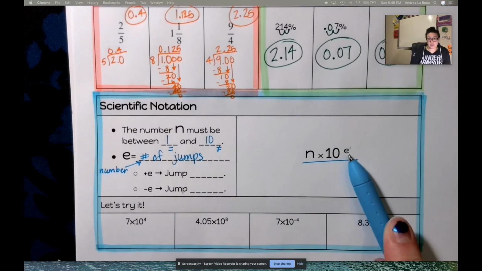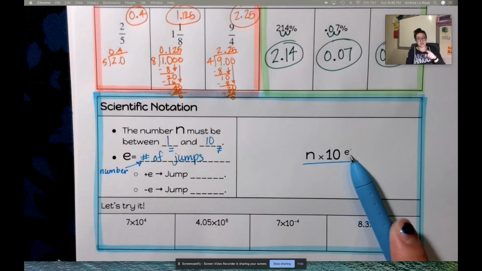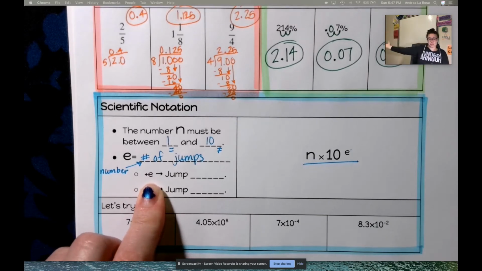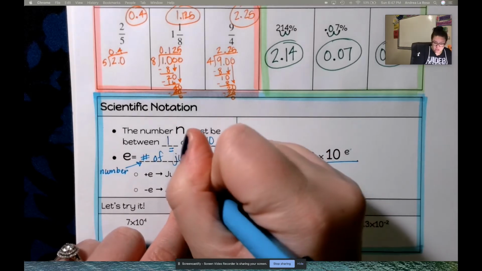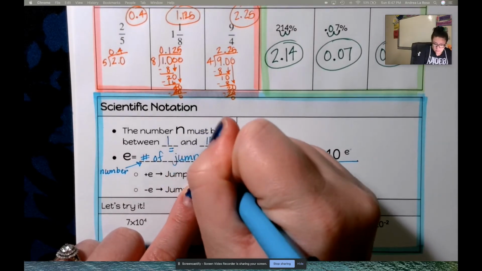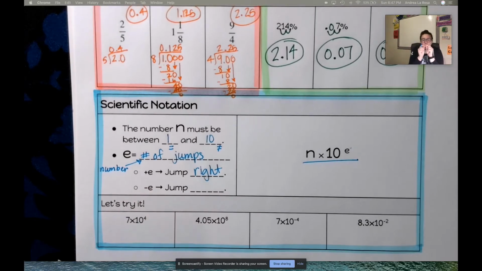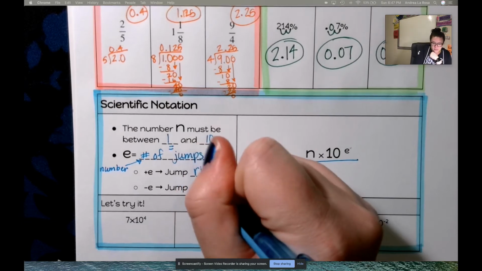So that exponent, that's how many times we're multiplying by 10. So that means it's how many times our decimal is going to move. If I have a positive exponent, my number is going to be big, big, big, so my decimal is going to jump to the right. If my exponent is negative, it's going to be a small, small decimal, so my decimal is going to jump to the left.